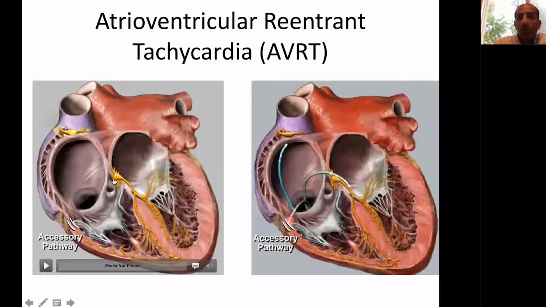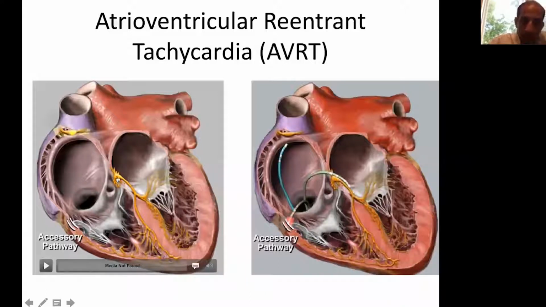So the AV node allows conduction at 120 to 200 milliseconds from here to here. This does not have any such requirement, so this can conduct very fast. That is why they have a shorter PR interval. They have a delta wave, which is a fusion of conduction from here and the AV node. And then because it goes from here, it can activate the ventricle with a wide complex. So that is why you have the third feature, which is a wide QRS complex.